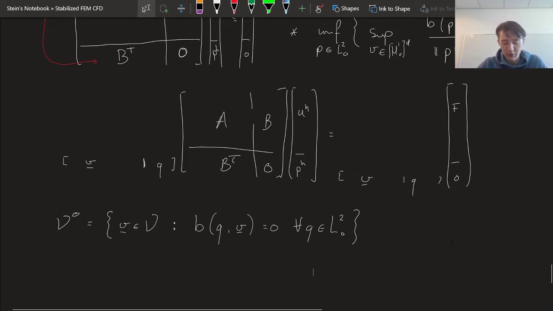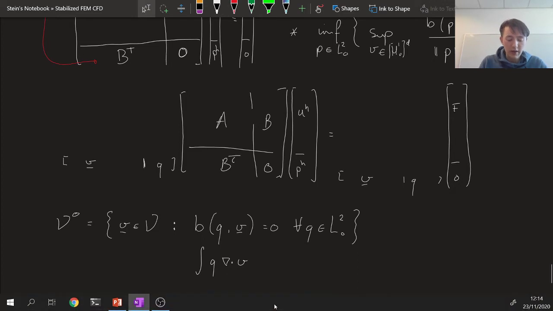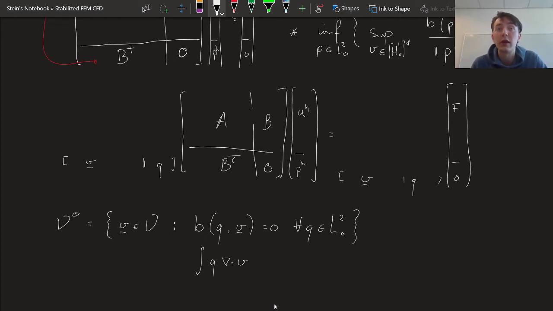Just to remind you, for the Stokes equation, although this is more general than just the Stokes equation, this bilinear form was q times the divergence of v. If this has to be true for all q in L2, then the divergence of v has to be 0. So this is essentially all the functions in our space H1,0,D, all the vector functions that have one derivative, but that are also divergence free.